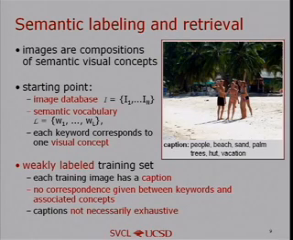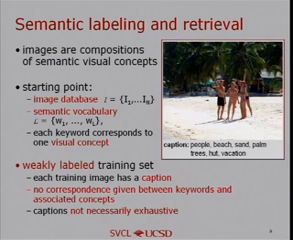The starting point for a semantic image retrieval system is some image database which is annotated with captions that are drawn from some finite vocabulary, where each of these captions consists of a number of keywords, and each keyword corresponds to a visual concept.